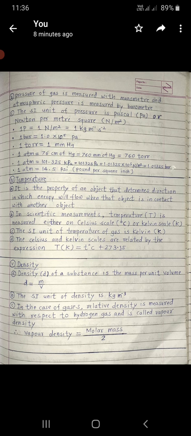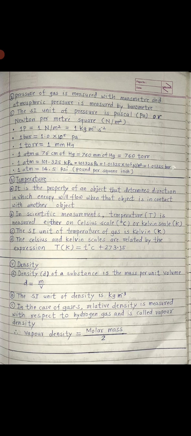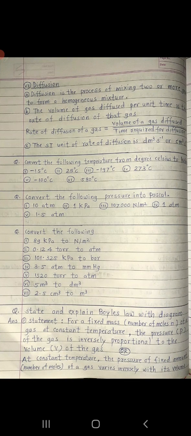In the case of gases, relative density is measured with respect to hydrogen gas, and this is known as vapor density. So therefore vapor density is equal to molar mass divided by 2. Okay. So this is the measurable property, and the last measurable property is diffusion.